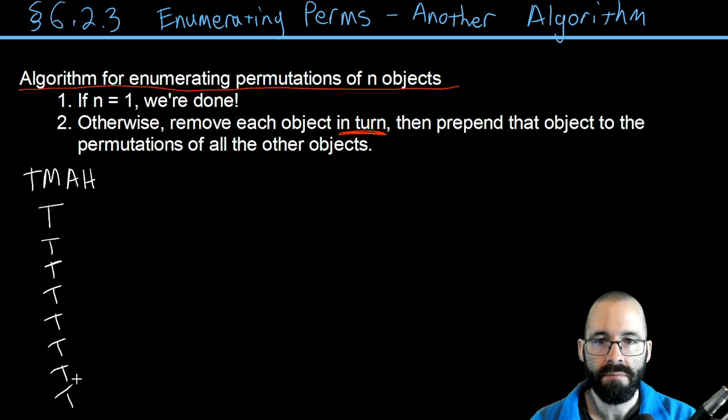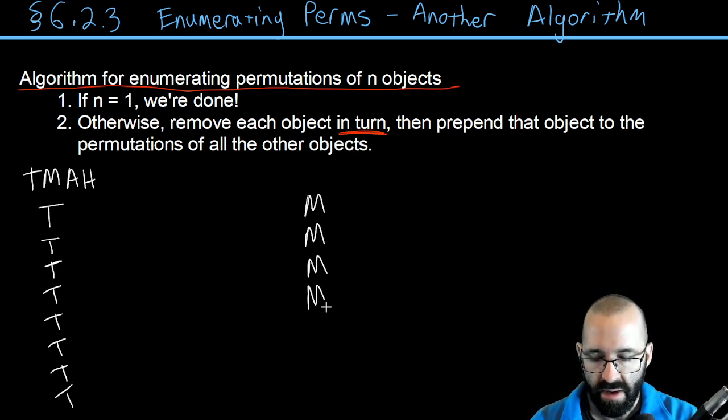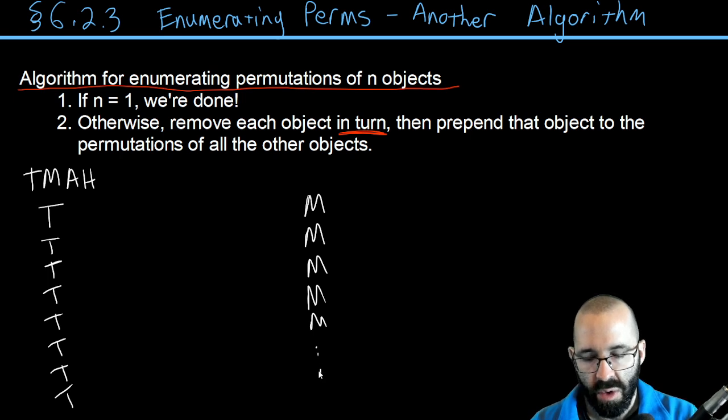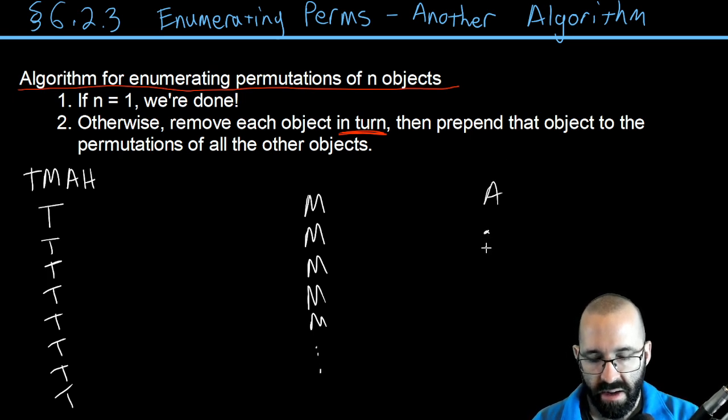All right. And then we'll have a bunch of orderings of a bunch of things that start with m. Then we'll have a bunch of orderings of things that start with a. Then we'll have a bunch of orderings of things that start with h.